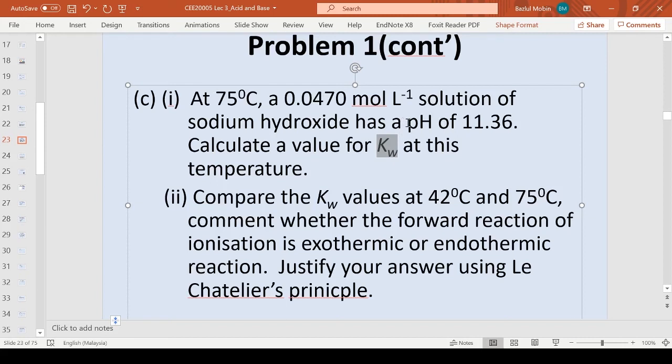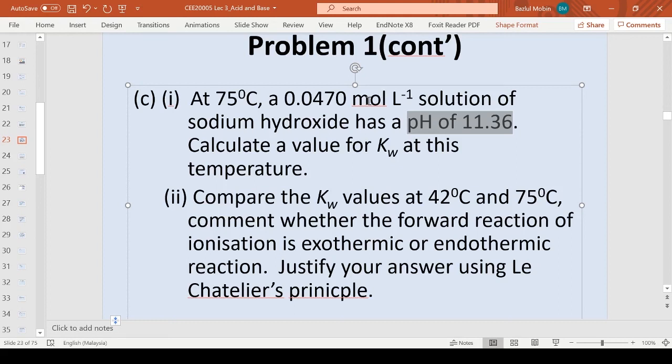So from the pH of 11.36, we can find the hydrogen ion concentration easily. Just take the antilog of this pH so that we can get the hydrogen ion concentration, and from the concentration of the sodium hydroxide we can find the hydroxyl ion concentration, right? Because sodium hydroxide is a very strong base, and it dissociates fully. Strong acids and strong bases are strong because they ionize completely in the aqueous medium.